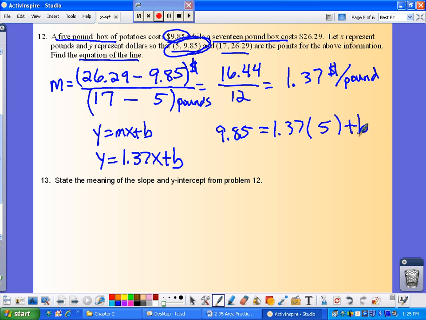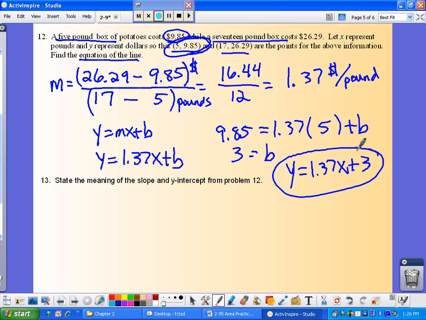Okay, so we go ahead and solve this. 5 times that, subtract from both sides. I got b to be 3. Isn't that crazy? So the line equation is y equals 1.37x plus 3. So that part's done. Second part, what does the slope mean?